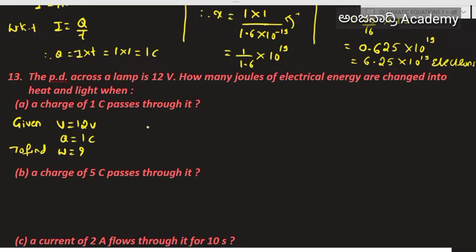To find W, we know the formula for the potential difference, V is equal to W by Q. Therefore W is equal to V into Q. V is 12, Q is 1, that is 12 into 1, that is 12 joule. 12 joule is the answer for the given question.